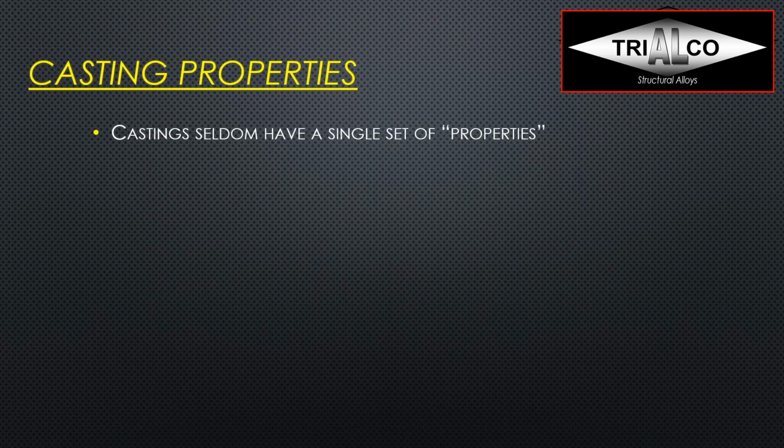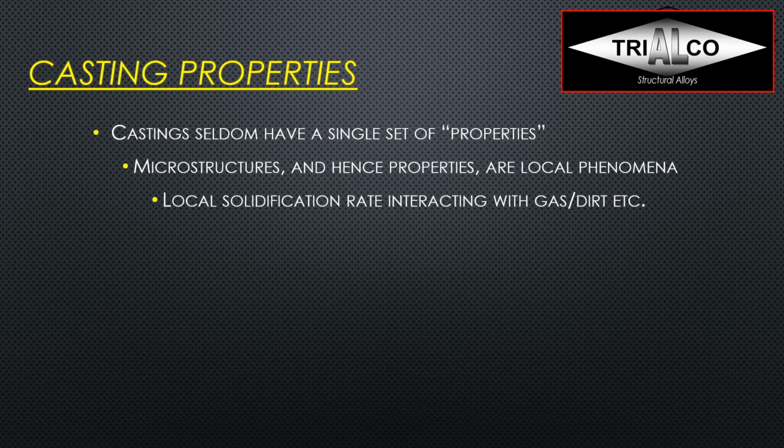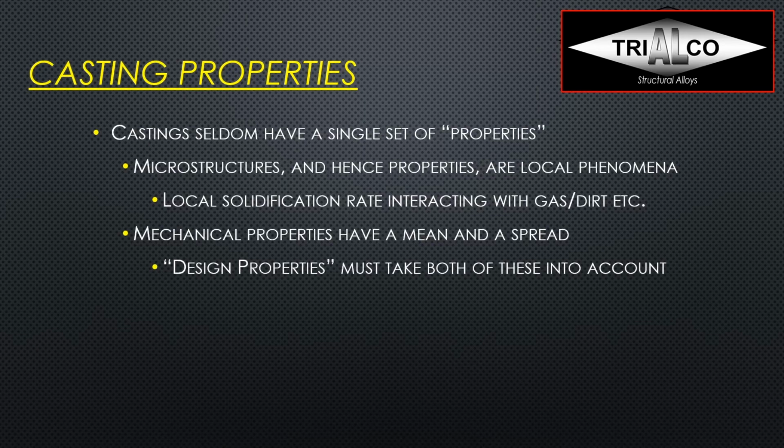So when we look at casting properties, we see that castings very seldom, actually almost never, have one single set of properties. The properties depend on the microstructures, and therefore they are a very local phenomenon. Local solidification rate is interacting with gas, stirred inclusions and all the things like that. So mechanical properties therefore usually have a mean and a certain variation, a certain spread in the casting. So we need design properties, and they must take both of those into account.